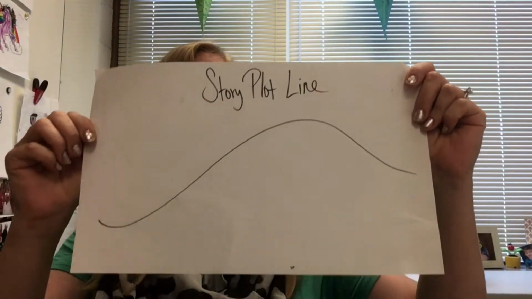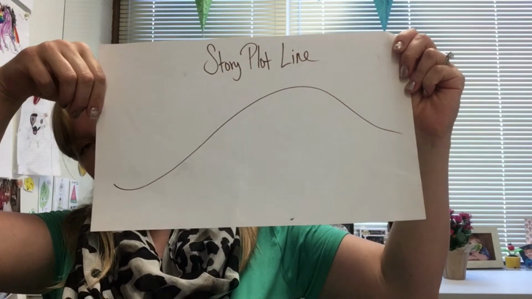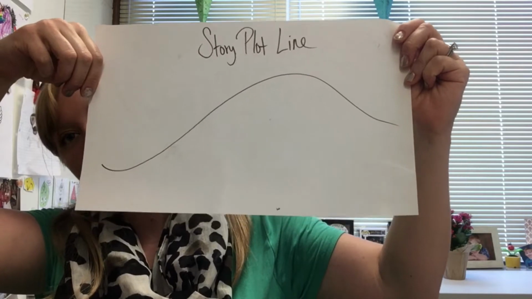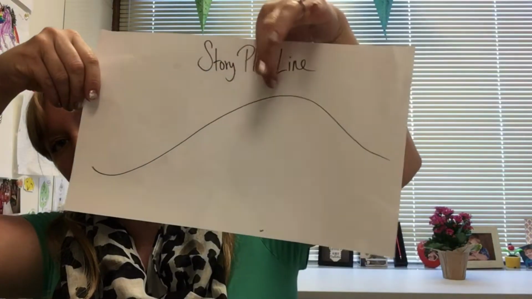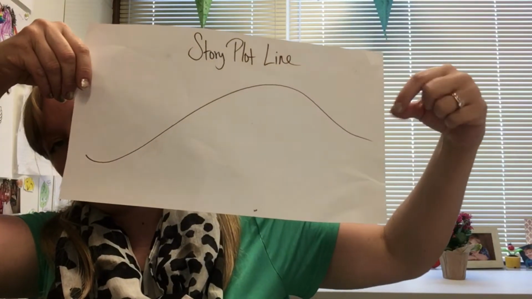Today's episode is all about organizing your story to have a clear and focused plot line. Most story plot lines are supposed to look like this. They start off introducing the story, then the excitement builds up until the climax at the top of our hill, and then there's the resolution where it ends.